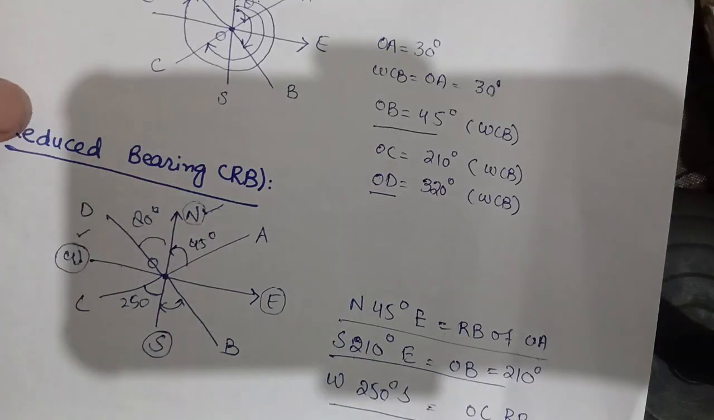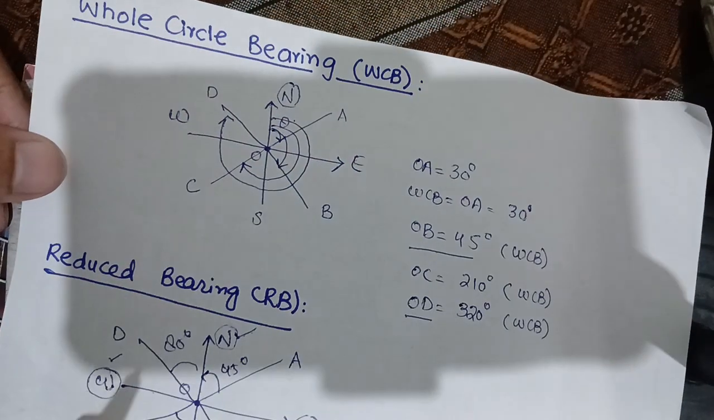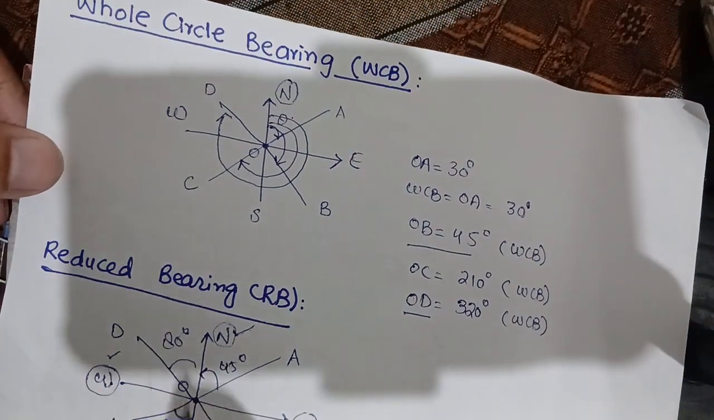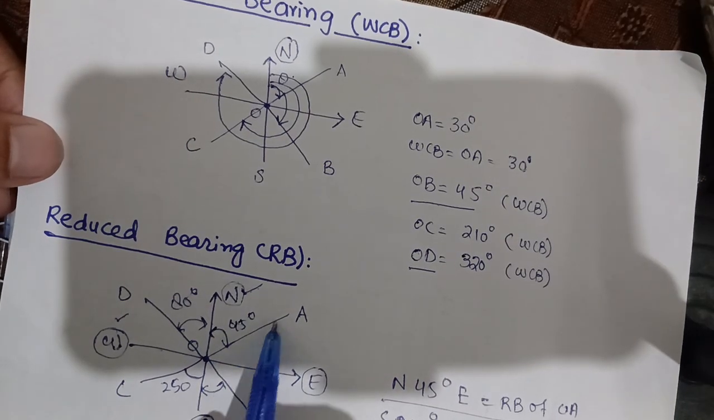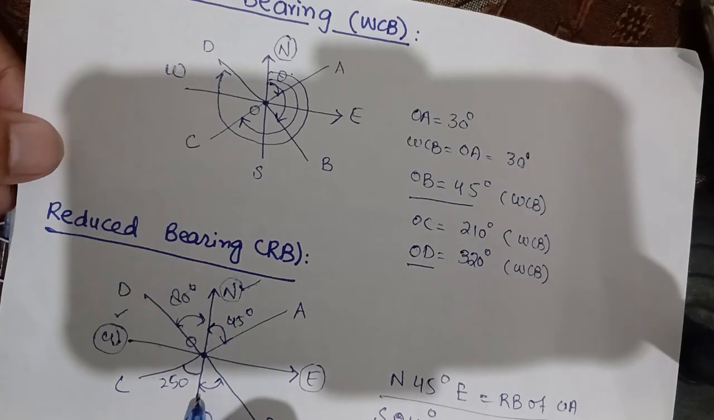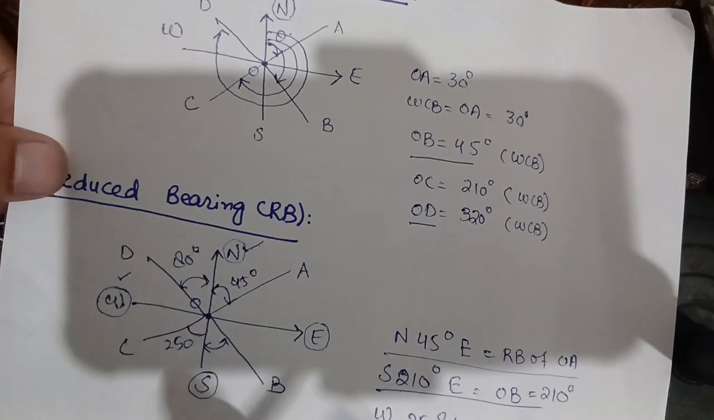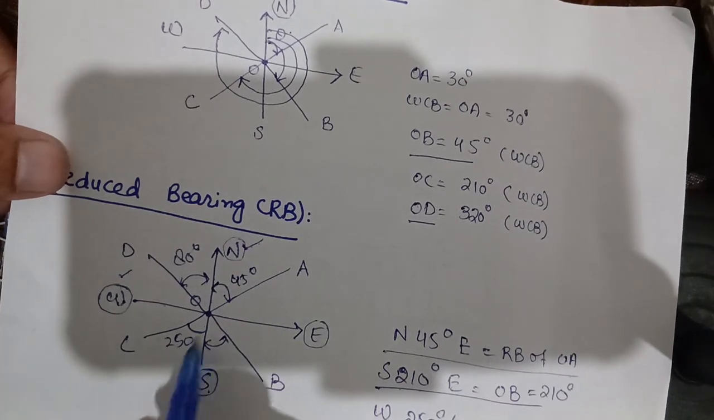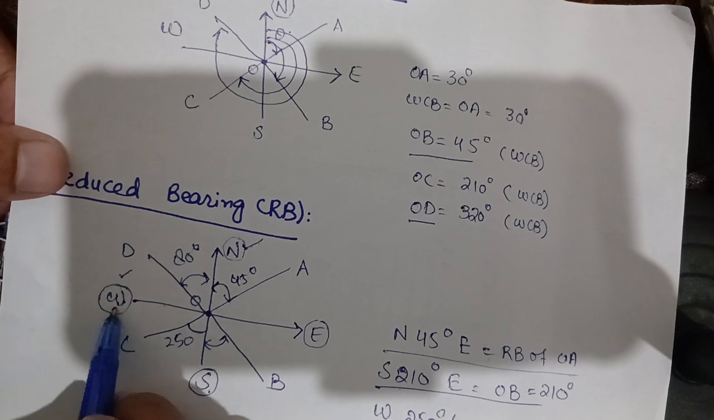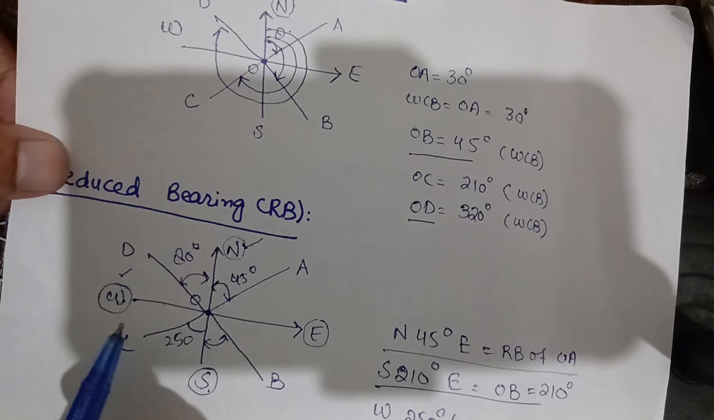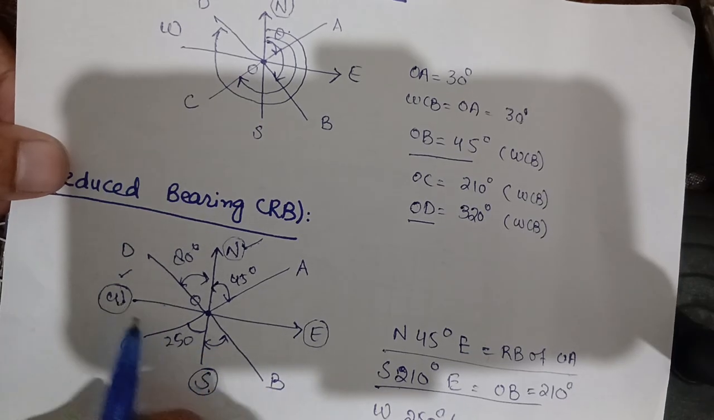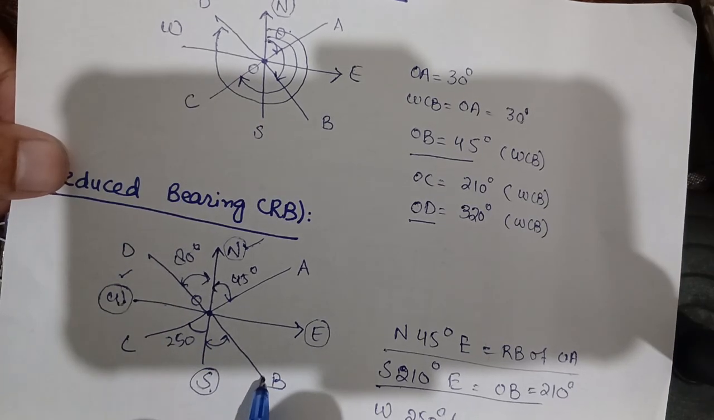So this is the difference between whole circle bearing and the reduced bearing. In reduced bearing we measure the angle either in clockwise or in anti-clockwise direction of a specific line, and these angles are measured with respect to north or south. For example, if the line OC is in southwest quadrant, we measure it from south to west. For example, this line OB is in this quadrant, we'll measure south to east and angle will be measured with respect to south.